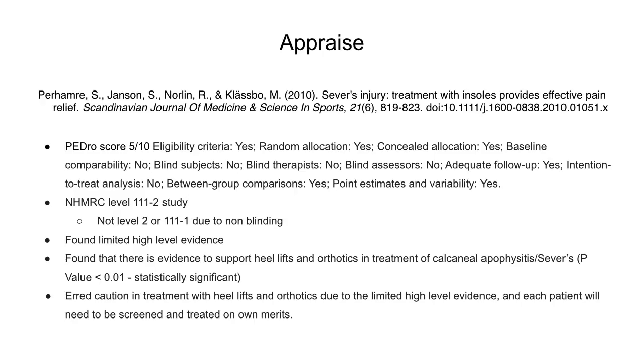With the NHMRC appraisal, it was scored as a Level 3 Subgroup 2 study. The reason that it was not rated a Level 2 or 3 Subgroup 1 study was due to the non-blinding and again increased probability of bias within the results. For this study to be of higher level, it would have had to have used a sham therapy intervention, such as an insole, to decrease bias and test for placebo effect. The results of the study found that heel lifts and orthotics in the treatment of Sever's was statistically significant in reduction of both pain and symptoms, with a p-value being less than 0.01.